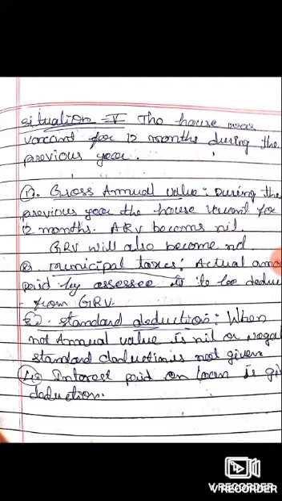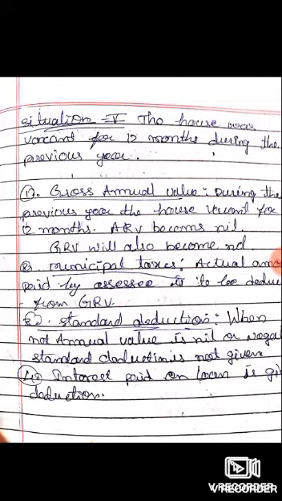So here next, municipal taxes. Actual amount paid by the assessee is to be deducted from GAV. So here maybe the house is vacant for 12 months, but the house owner has to pay municipal taxes on the house. So these are deducted from gross annual value.